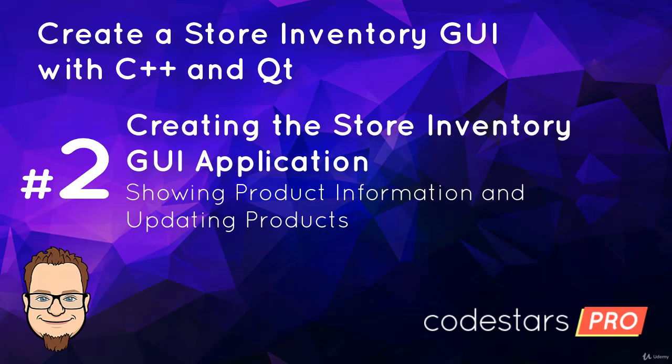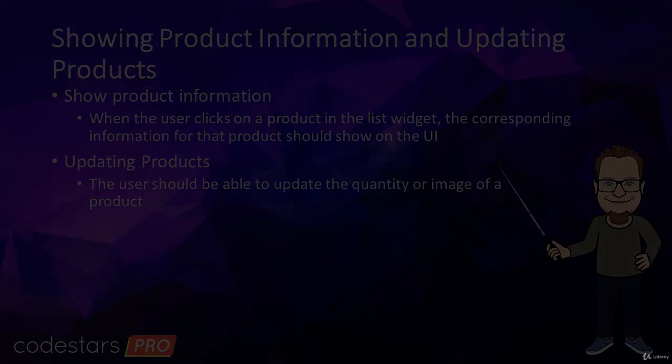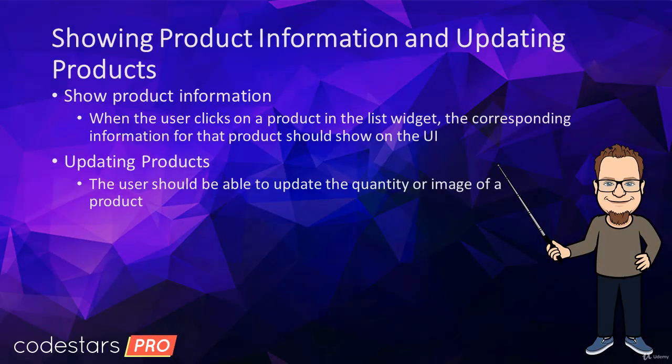In the last lecture, we added functionality for adding and removing products to our internal model of the data, our vector, as well as the view that the user sees in the GUI, namely the list widget. In this lecture, we will continue implementing functionality for our store inventory application. Specifically, we will add functionality to show the product information when a user clicks on an element in the list widget, as well as updating selected products.